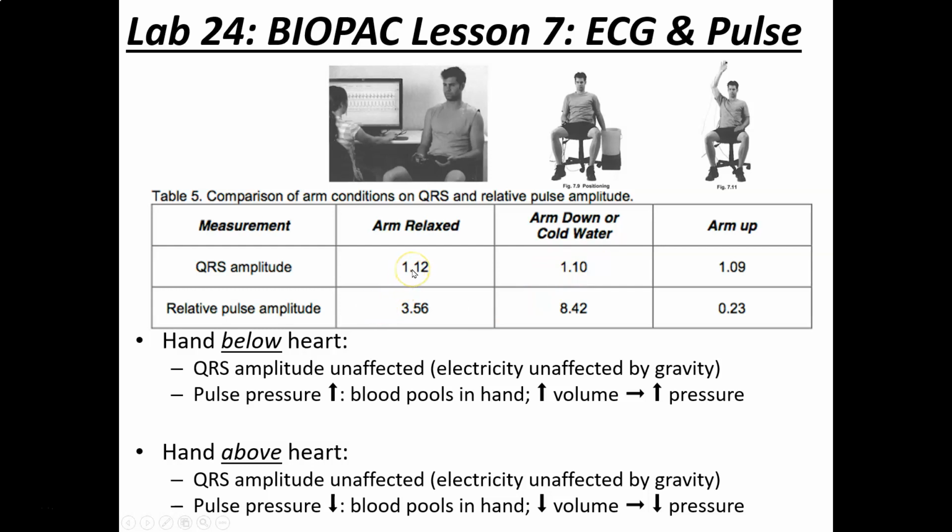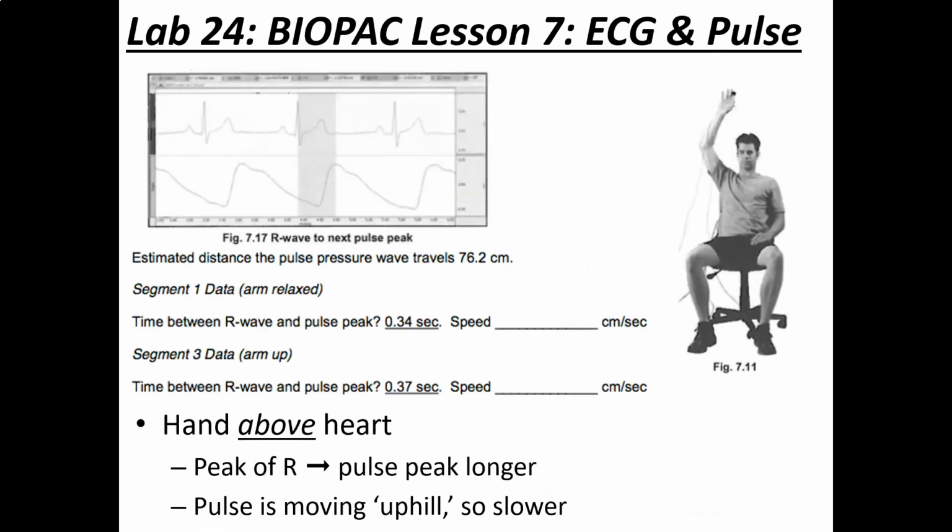But if we're measuring the relative amplitude of the pulse wave, from the peak of a pulse to a peak of a pulse, we'll see that it goes up when the arm is down because blood is pooling in the hand, and it goes down when the arm is up, and sometimes it completely goes away because blood is draining out. It depends on a couple other factors as well. So looking at this figure, we can look at a couple things, all right?